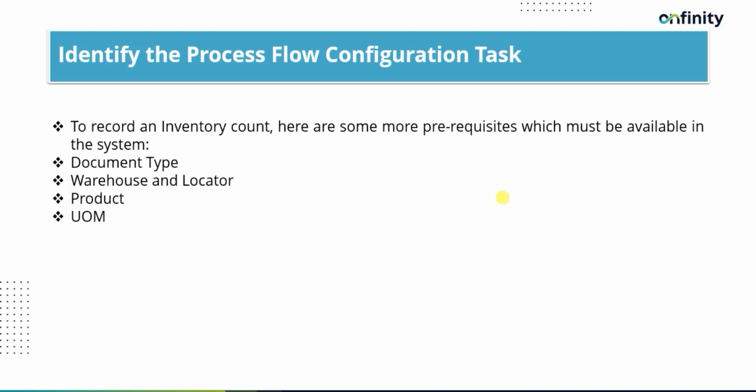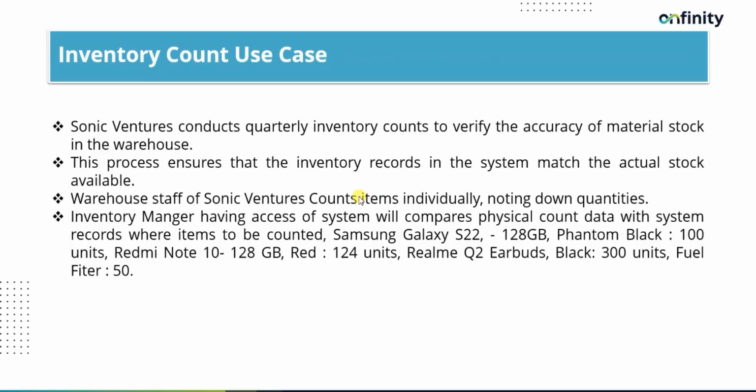In order to use the inventory count effectively, certain configurations must already be in place within the system. To record an inventory count, here are some more prerequisites which must be available in the system. These include the document type, warehouse and locator, product, and unit of measure. Details on how to set up each of these are covered in separate training sessions. With this understanding, let's now move forward to the inventory count use case.